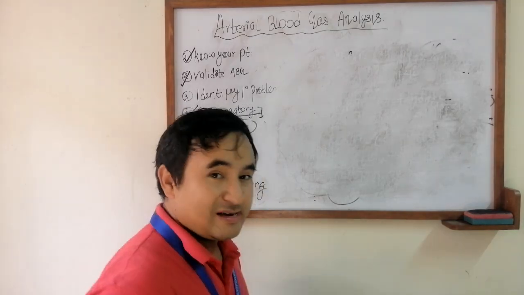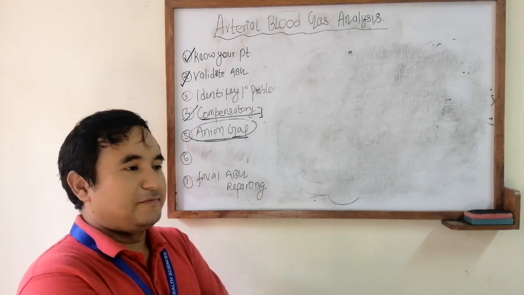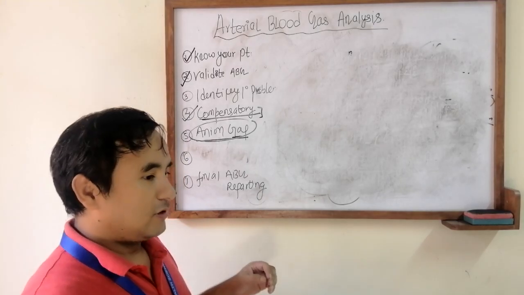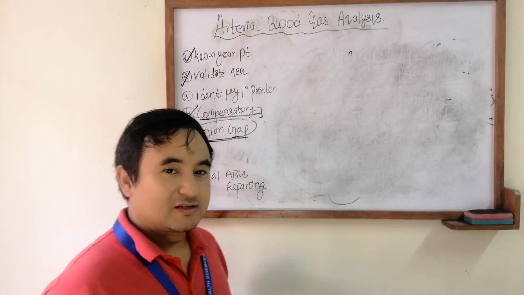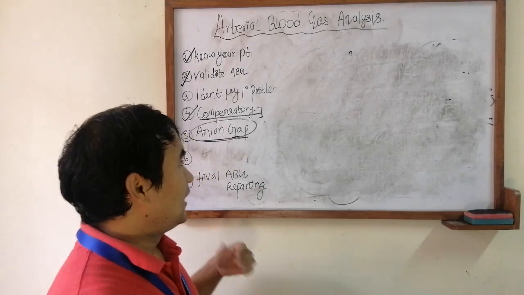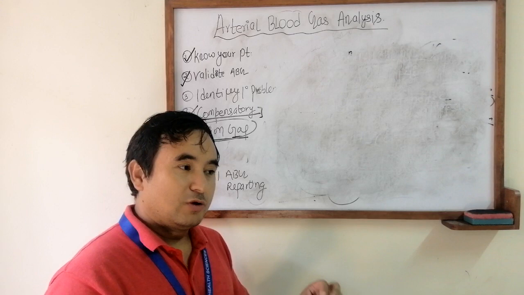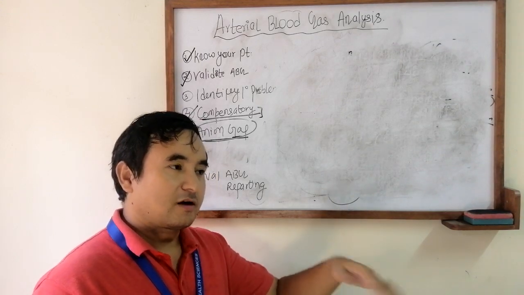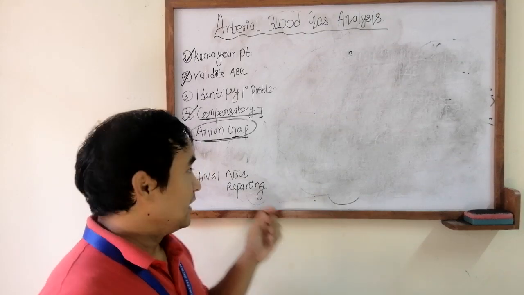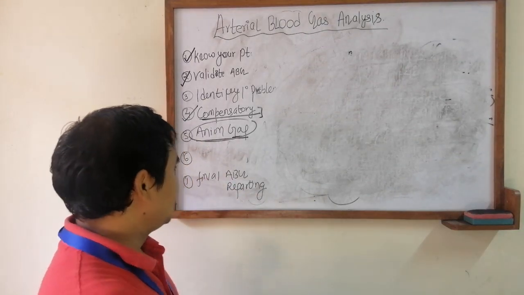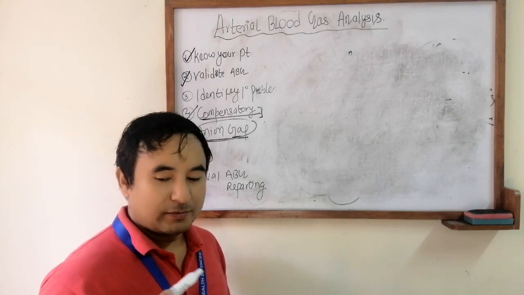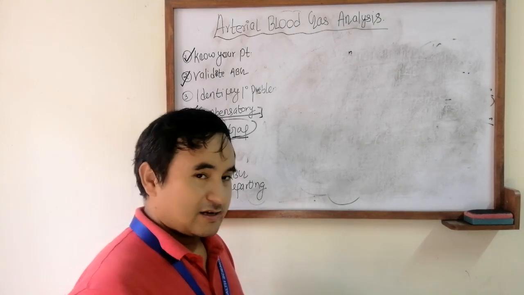So if you are really interested in the ABG, please write in the comment section so that we can also discuss compensation. I didn't talk about how to find out whether it is acute or chronic compensation. I didn't tell you what the predominant disorder is, whether respiratory disorder or metabolic disorder. I also didn't tell you about the delta gap and the urinary gap. We'll discuss these things in the next lecture if you people are really interested.